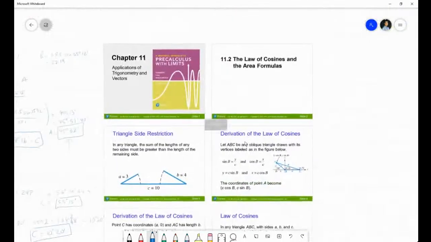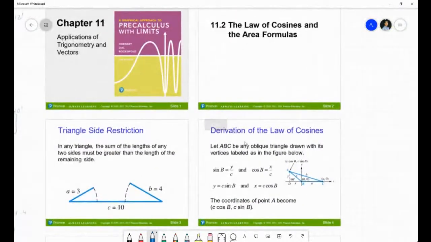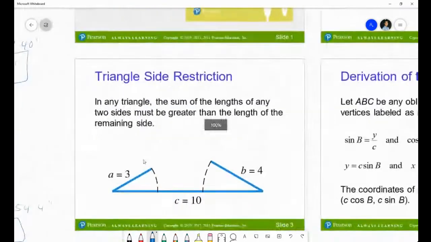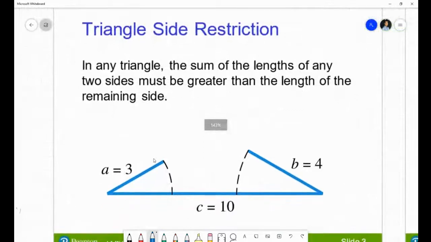All right, so we're going to look at the law of cosine and the area formula. Okay, so let's talk about a property of a triangle, right? In any triangle, the sum of the lengths of any two sides must be greater than the length of the remaining side. That's always true for every triangle, because in order for us to create a triangle, the two lengths have to add up to be longer.